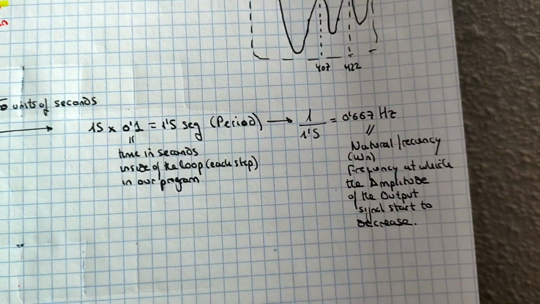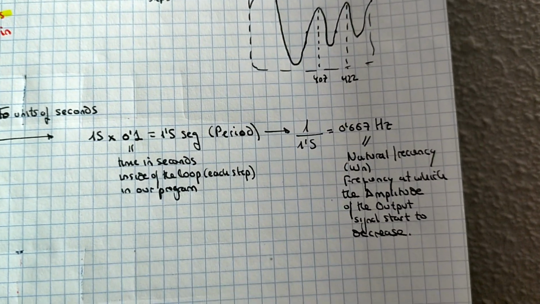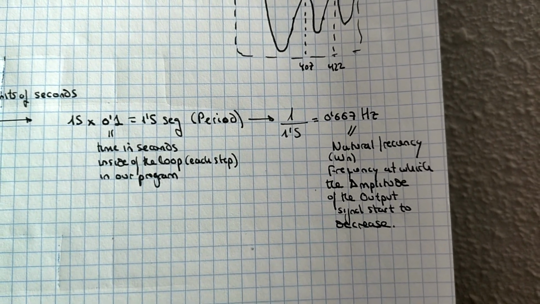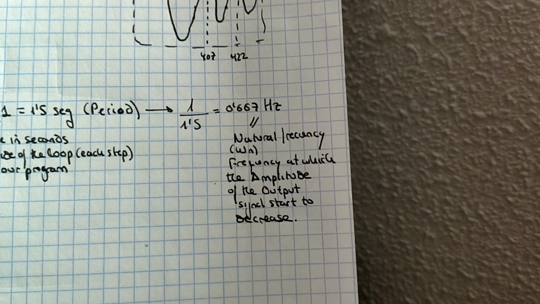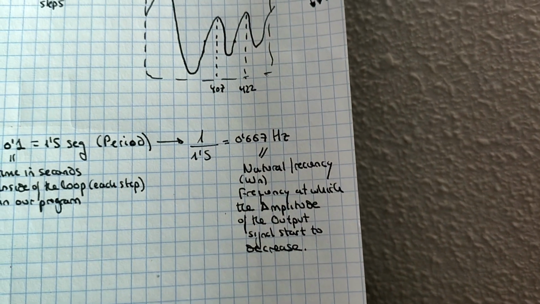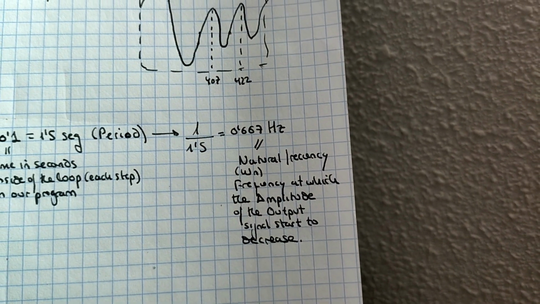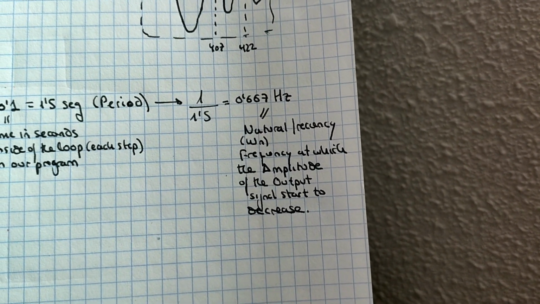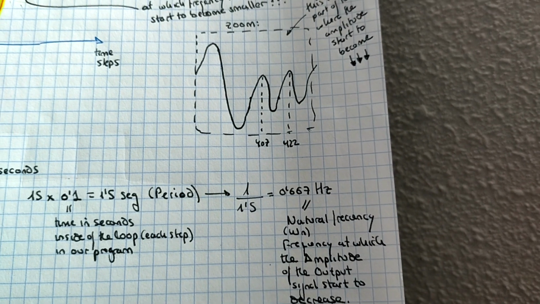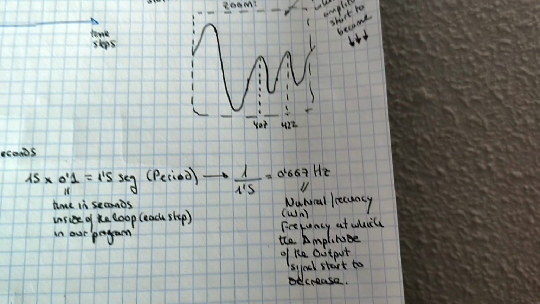our time inside the loop for our program was 0.1 seconds. Finally, I obtain the value of the frequency, which in my case is 0.667, and that, as I said, is the frequency at which the amplitude of the output signal starts to decrease.